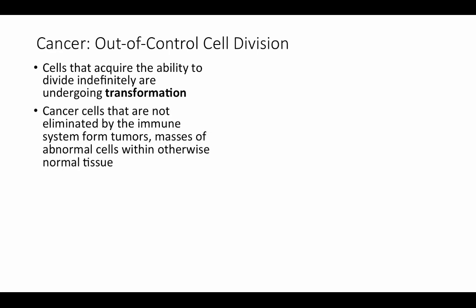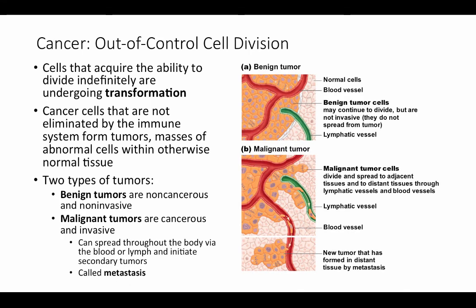So cancer cells that are not eliminated by the immune system form tumors. So these are masses of abnormal cells within otherwise normal tissue. So there are two types of tumors. One is a benign tumor. So these are non-cancerous and non-invasive. They're just abnormal growths. So here we see an example of a benign tumor.